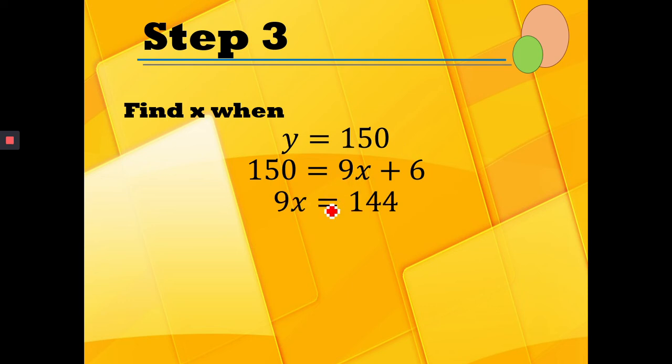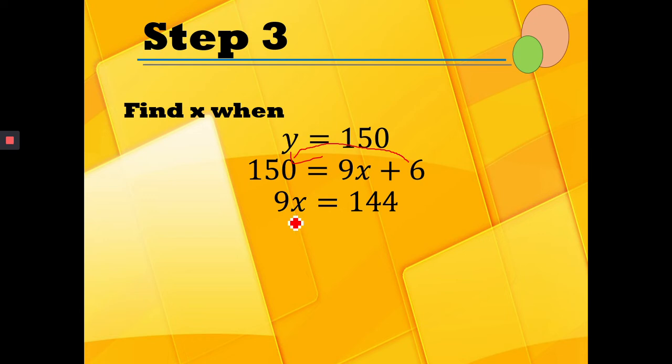Okay, sir, paano po naging ganyan? How did it become 9x here and equal to 144? Okay, all you have to do, guys, is to transpose positive 6 to the other side. So it becomes 150 minus 6, which is positive 144. And yes, it's okay if the position is nagkabaliktad sila, because don't forget the symbol that we are using is the equal sign. So kahit saan nyo po siya ilagay, they are just equal.